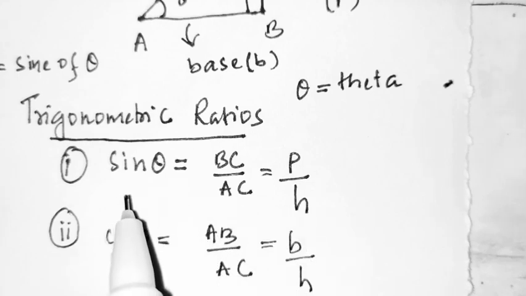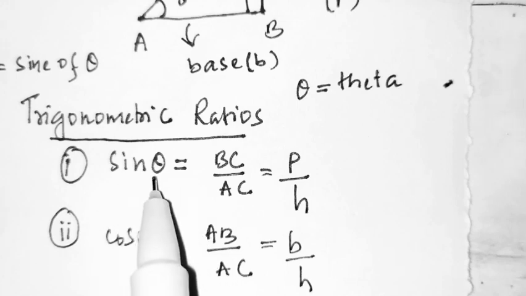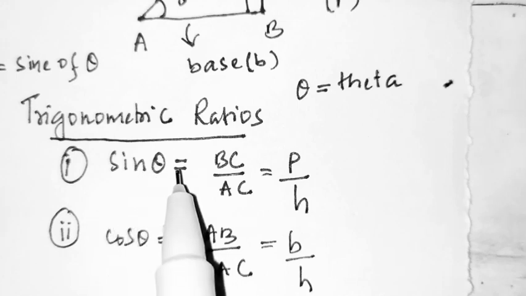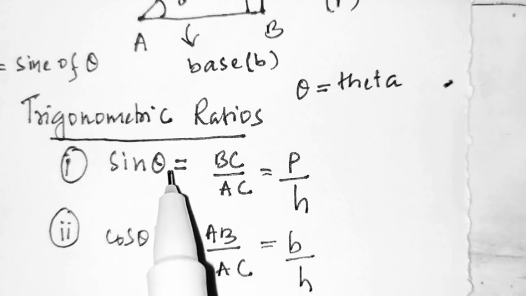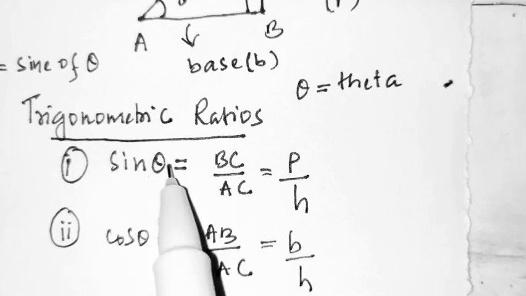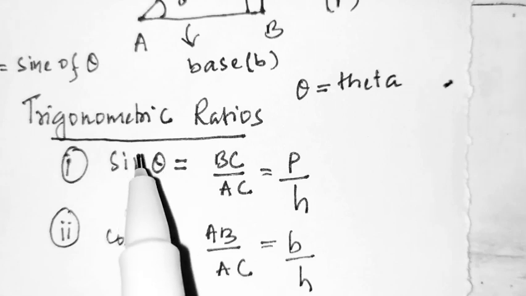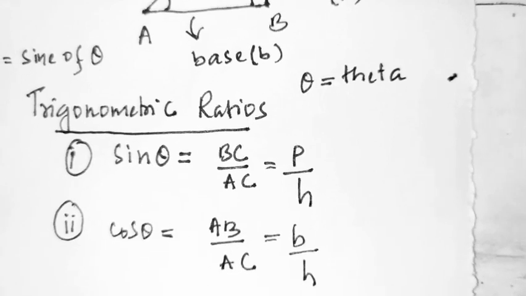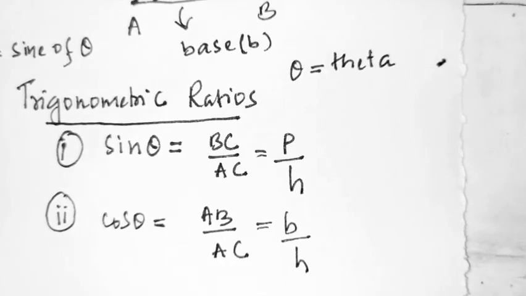One more thing I would like to tell you here: if I write sin theta, it doesn't mean sin into theta. It is not a product of sin and theta. You have to take it as a single quantity. That means sin and theta are not separate things, they are the same thing. You have to take it as one.